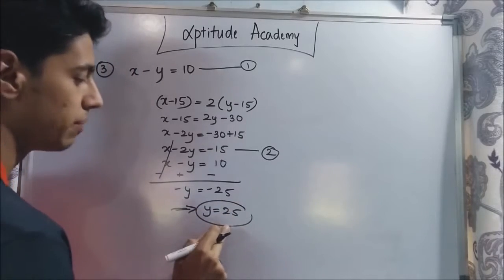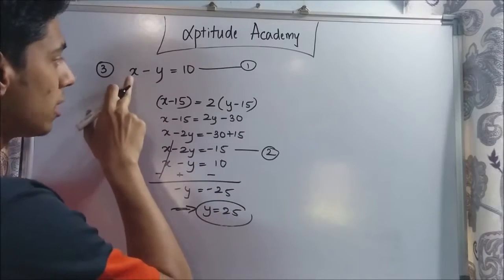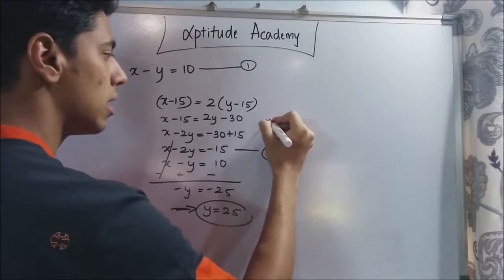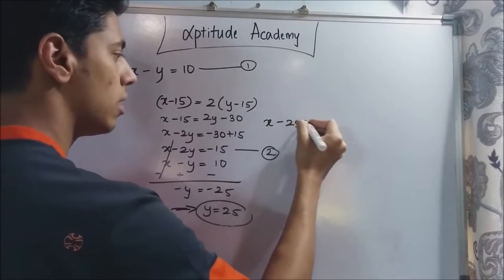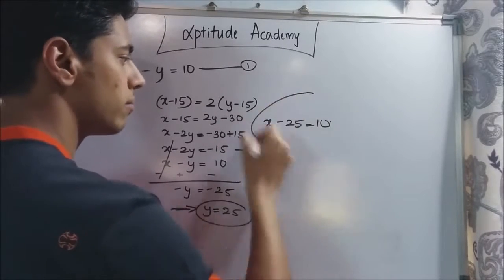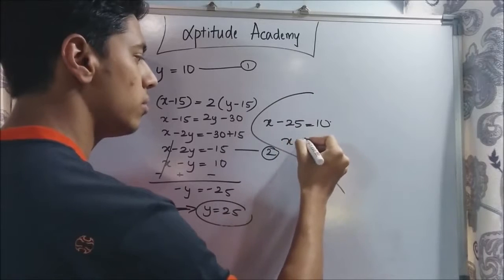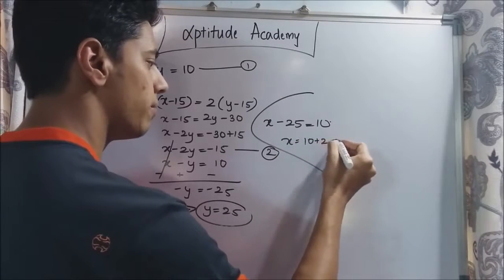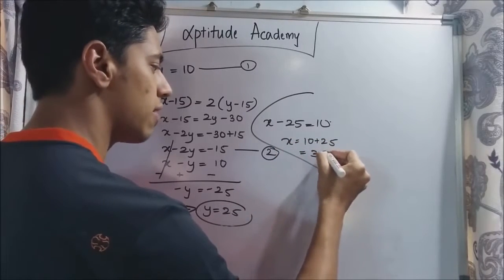But this is not your answer. Y is the younger guy. We want x. So x minus 25 is equal to 10, right? Or x is equal to 10 plus 25. So the answer is 35 years.